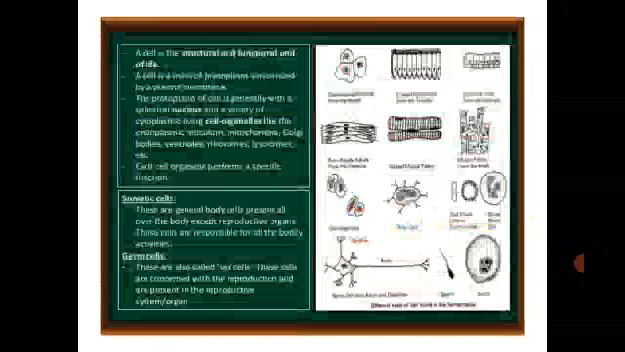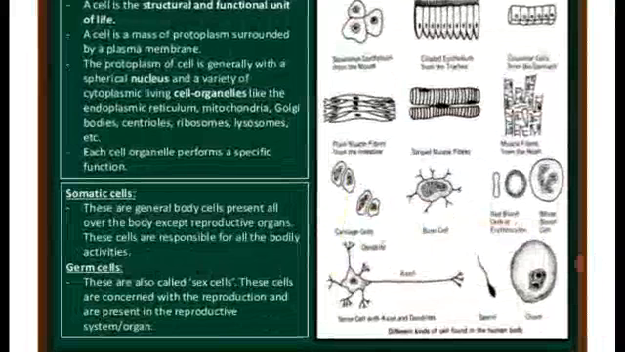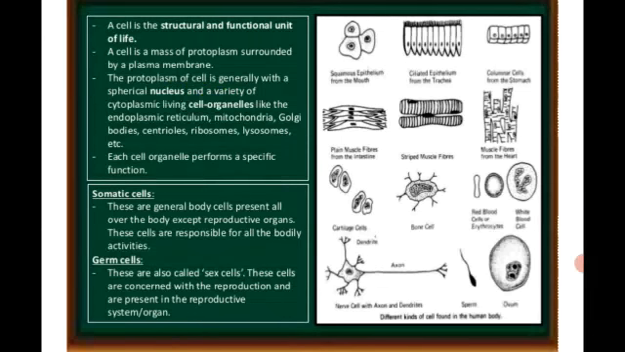And here you may see a cell is the structural and functional unit of life. It's the basic definition: cell structure and function. What is meant by structure and function? It means if you want to study the structure of the body, then it will be according to its function. And a cell is a mass of protoplasm surrounded by the plasma membrane. The protoplasm is generally with a spherical nucleus and a variety of cytoplasmic organelles.